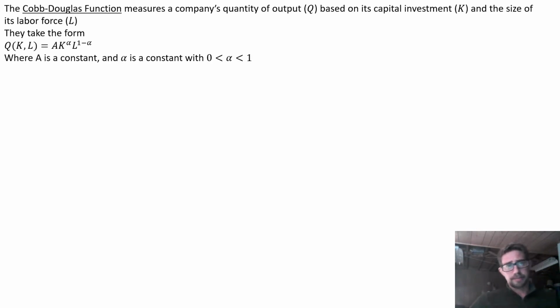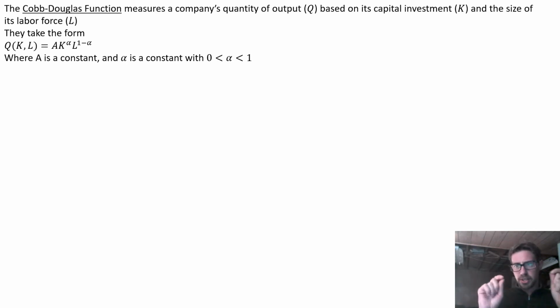Here's what it looks like. I know it looks complicated, but we'll see an example. It's not that bad. It's of the form Q is a function of K and L, and there's a little A and another little alpha in there. K is the capital investment, L is the size of the labor force. A is just some constant based on a scaling for the size of the company. And then alpha is another constant that's between 0 and 1.